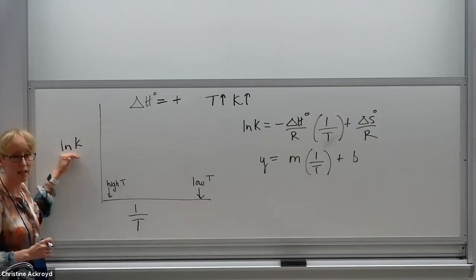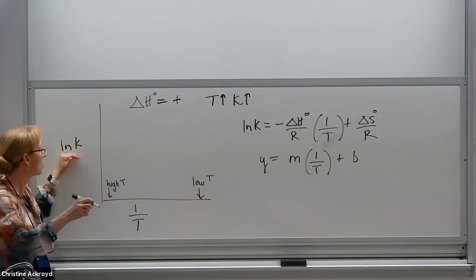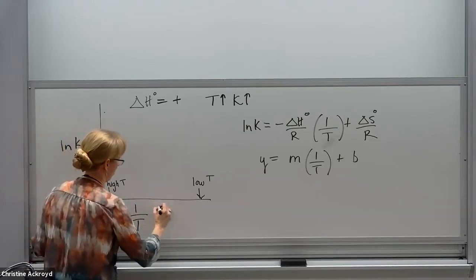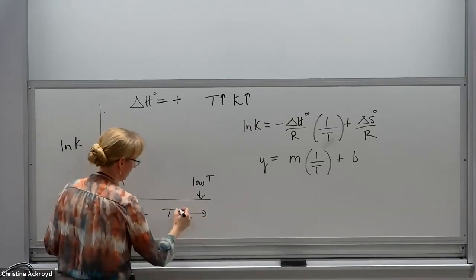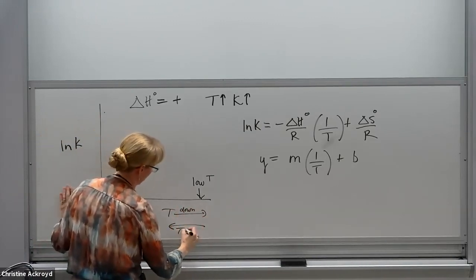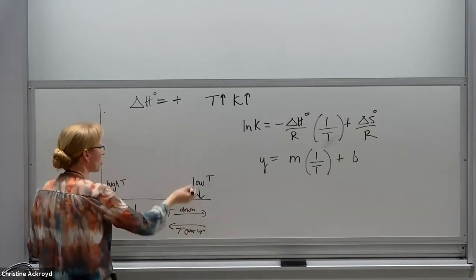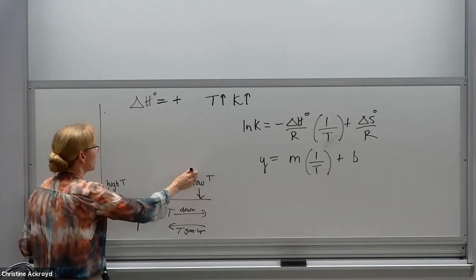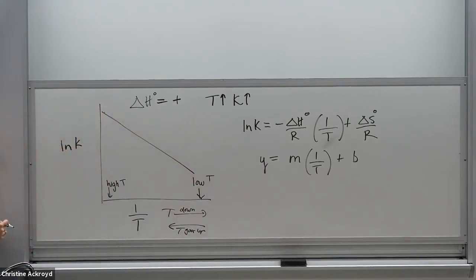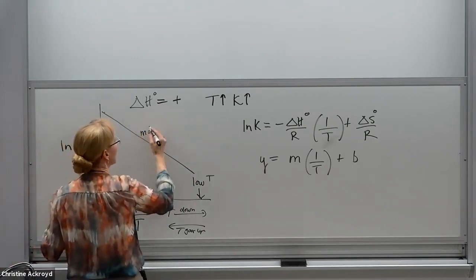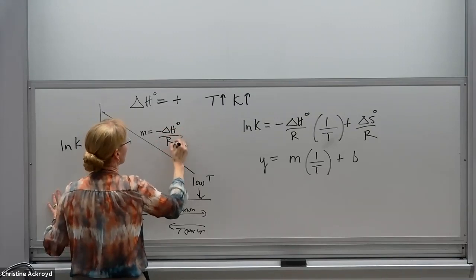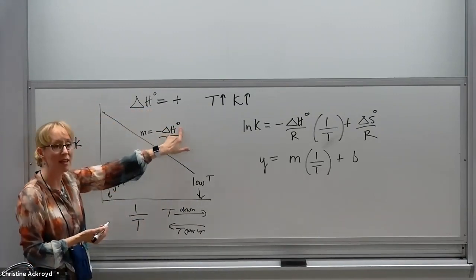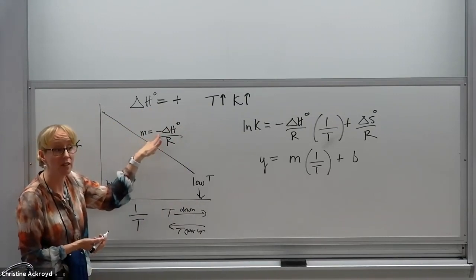Right? What does that mean about natural log of K? Also higher, okay? So what's going to happen to my natural log of K as the temperature goes down? Temperature is going down this way, temperature goes up this way. So as the temperature goes up, we're going to move from right to left, right? What's going to happen to my natural log of K? It goes up. We end up with a negative slope. Okay, so the slope here is minus delta H naught over R, right? Which means for an endothermic process, if delta H naught is positive, the slope is negative, right?